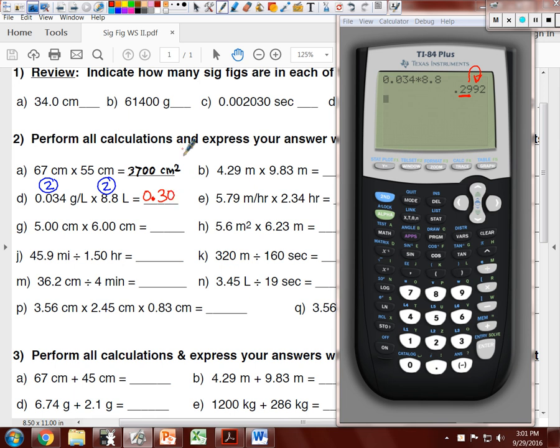So 0.30. The second part of this completely has nothing to do with significant figures, it is practicing making sure your units are correct as well. So we've got g/L times L. So what's your unit? All day I've been hearing g over L squared.